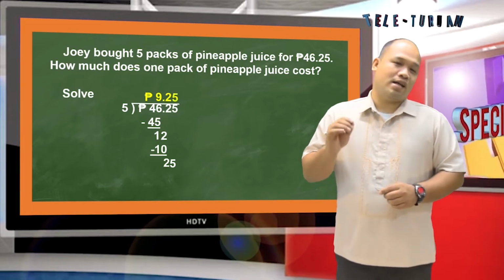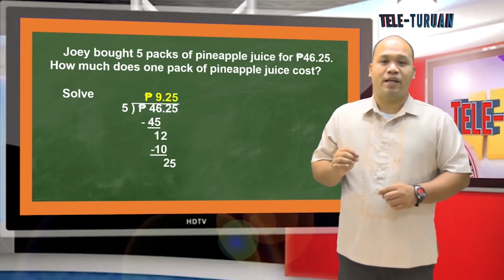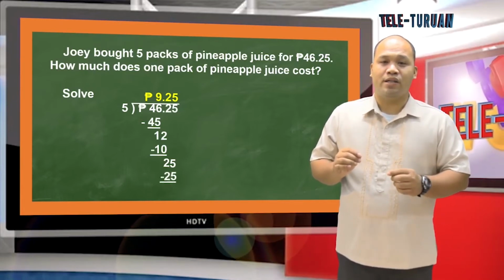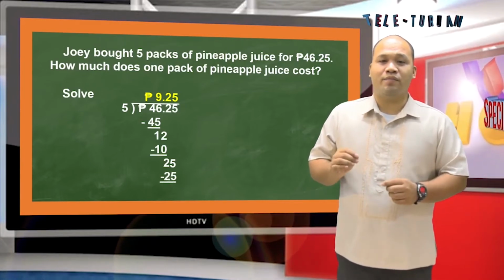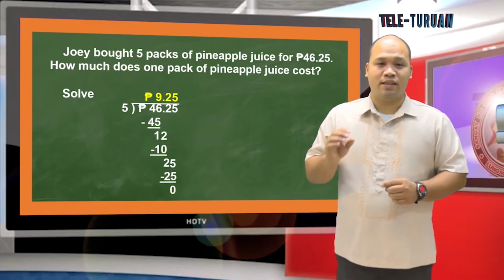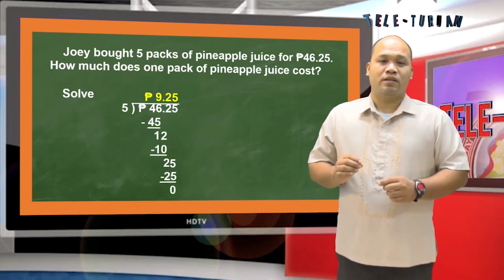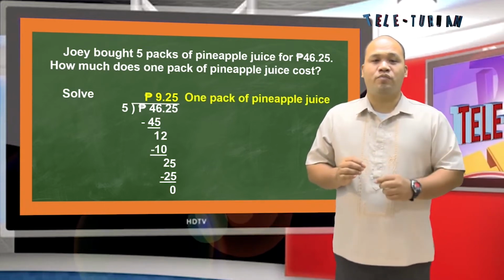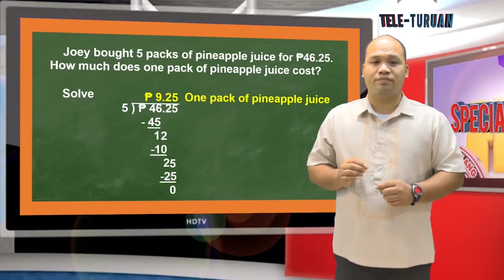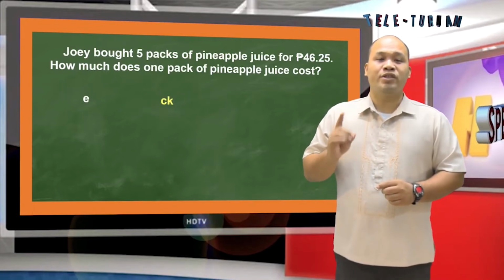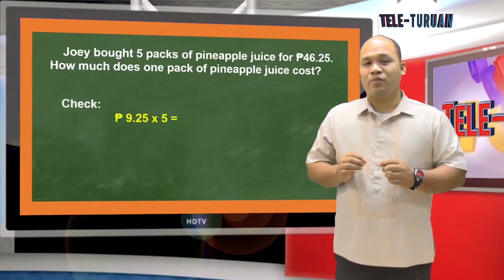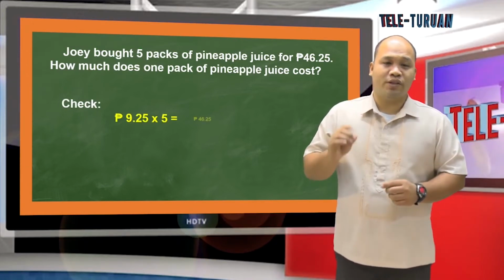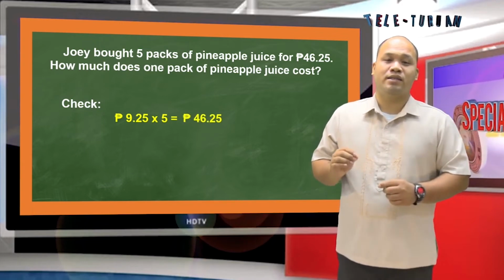25 divided by 5 is what number? You're right. The answer is 5. Then 5 times 5 is equal to 25. And 25 minus 25 is equal to 0. So 9 pesos and 25 centavos is the cost of 1 pack of pineapple juice. To check, 9 pesos and 25 centavos times 5 is equal to 46 pesos and 25 centavos.